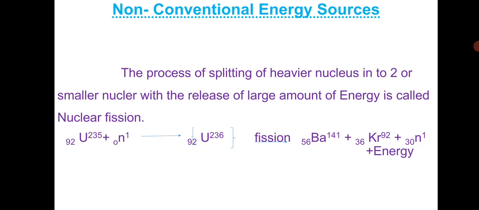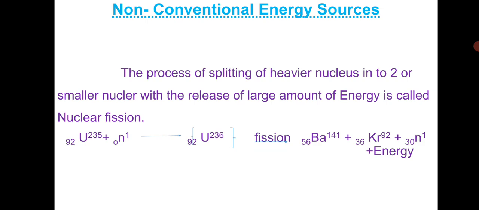Let us see nuclear fission. Nuclear fission means the conversion of bigger nuclei into smaller nuclei. That is, the splitting of heavier nuclei into two or more smaller nuclei with the release of a large amount of energy is called nuclear fission.